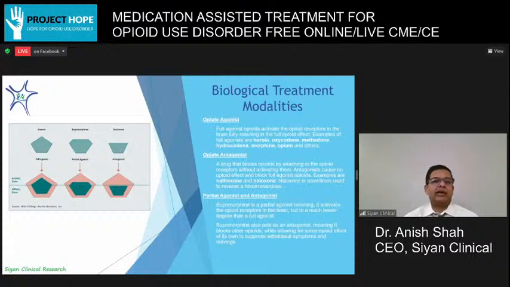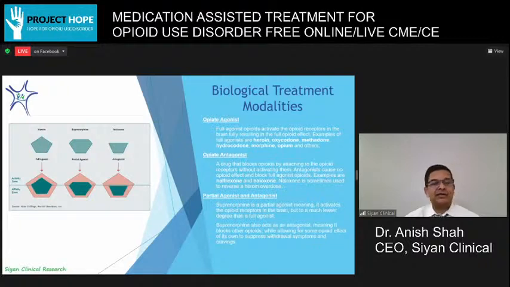Now, the third category is partial agonist and antagonist, and buprenorphine is a partial agonist, meaning it activates the opiate receptors in the brain to a much lesser degree than a full agonist. So it causes a ceiling effect, and I'll explain what the ceiling effect is. It is used as an agonist, so it does give some of the effect that a lot of the opiates have, but it limits that to an extent by creating a ceiling effect. And buprenorphine also acts as an antagonist, meaning it blocks other opioids while allowing for some opiate effects of its own to suppress the withdrawal symptoms and cravings.